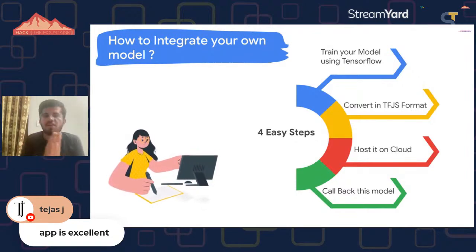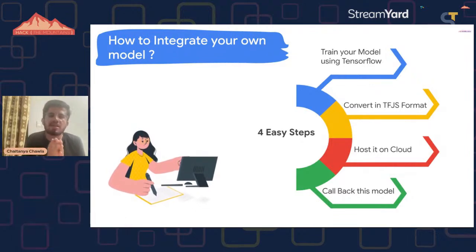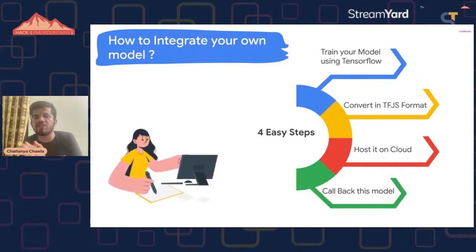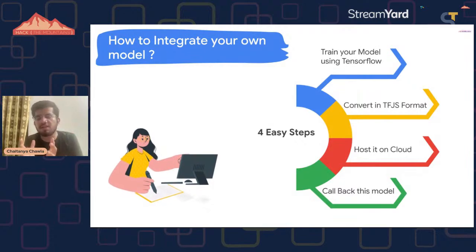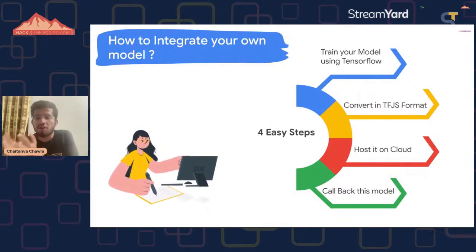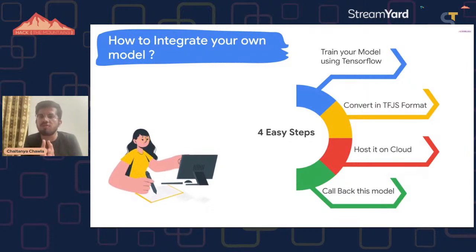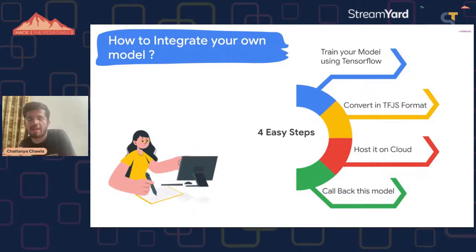First, train your model using TensorFlow. Then convert your model into tfjs format, or .json format, because TensorFlow.js is a machine learning library built on JavaScript, so you have to change the format. You can train your model using TensorFlow in Python, but once your model is trained, you have to convert it into tfjs format.